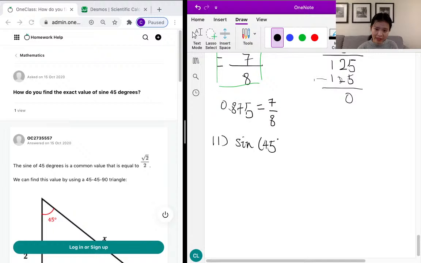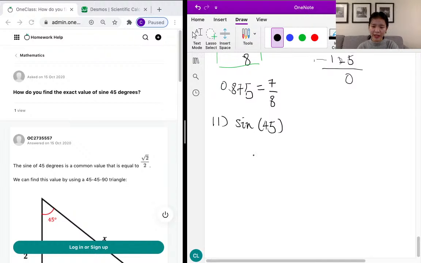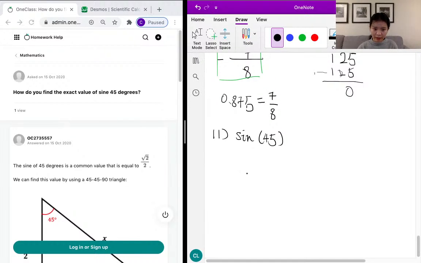To find the value of sine 45, we just use the special triangle we have, because the sine of 45 is a really common value. So we just use our special triangle over here. Our special triangle has a hypotenuse of √2 and sides of 1, and the two angles of this special triangle are both 45 degrees, because this is an isosceles triangle, since two of its sides have the same length. Cool, so this is our special triangle.